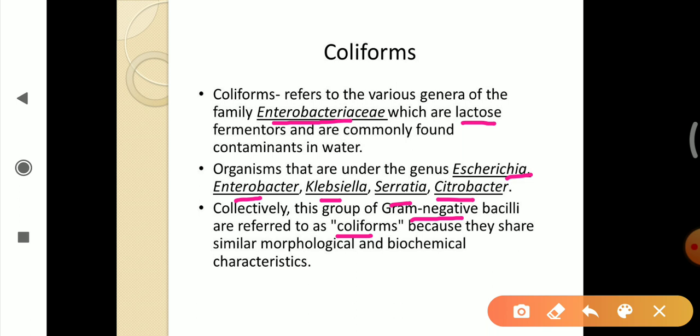So, these are the characteristics of coliform. They belong to the family Enterobacteriaceae, which can ferment lactose sugar. That includes Escherichia coli, Enterobacter, Klebsiella, Serratia, Citrobacter. They are gram-negative bacilli. They are referred to as coliform.